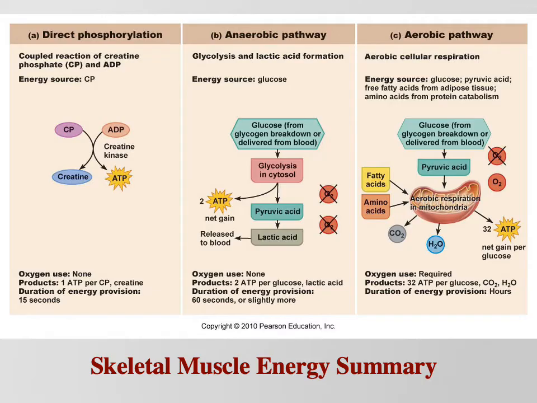Okay? So here's a summary of the 3 systems. The phosphagen system on the left, the anaerobic pathway, and then the aerobic pathway. So 3 ways, and it's not as though you always have to use one, then the next one, then the next one. Like in my bicycle example, I'm constantly going back and forth between all 3 of those, just depending on the situation.